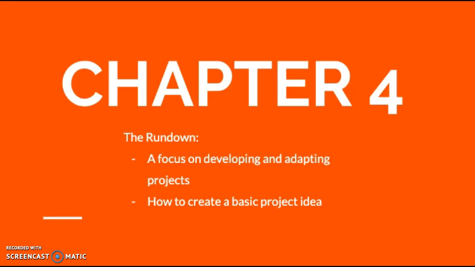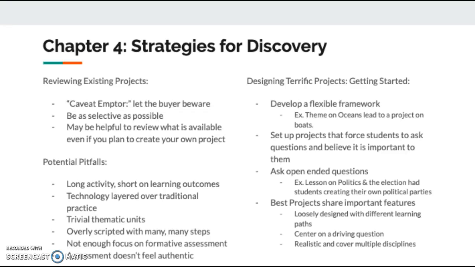So chapter 4, the rundown for this, it's a focus on developing and adapting projects and how to create a basic project idea. Chapter 4 is called Strategies for Discovery. First it talks about reviewing existing projects. Caveat emptor is let the buyer beware. If you're going to use existing projects, you need to be very careful of what you're doing and how you look into it. You want to be as selective as possible, but it's also a good idea to review the projects that are already available to you, even if you decide to create your own.